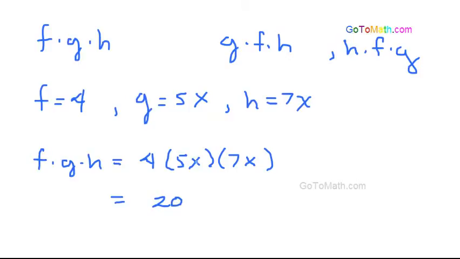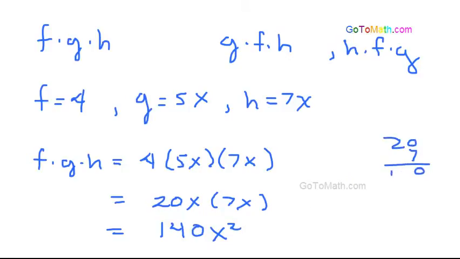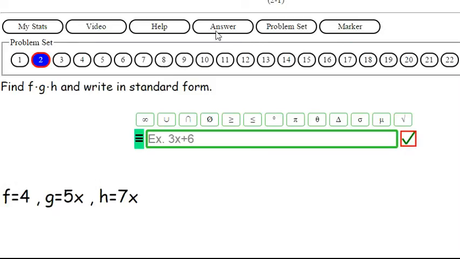And of course, here we'll just do this one at a time. Alright, and now we have x times x is x squared. And 20 times 7 is 140x squared, right? 20 times 7. Okay, so there you go, 140x squared. And of course, g times f times h would be 140x squared. All right.